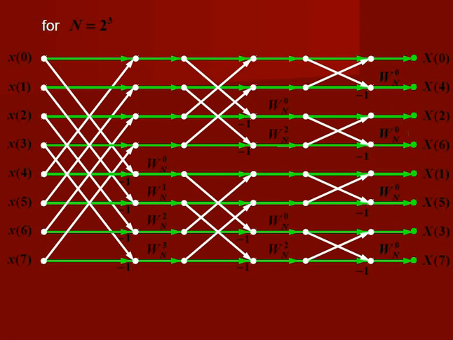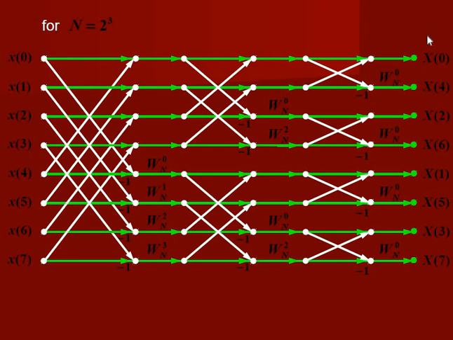Same thing is done in the opposite manner in case of DIT. The butterfly is just the opposite, and we are multiplying the W0n here. So finally the result is in bit reversed manner: 0, 4, 2, 6, 1, 5, 3, 7.